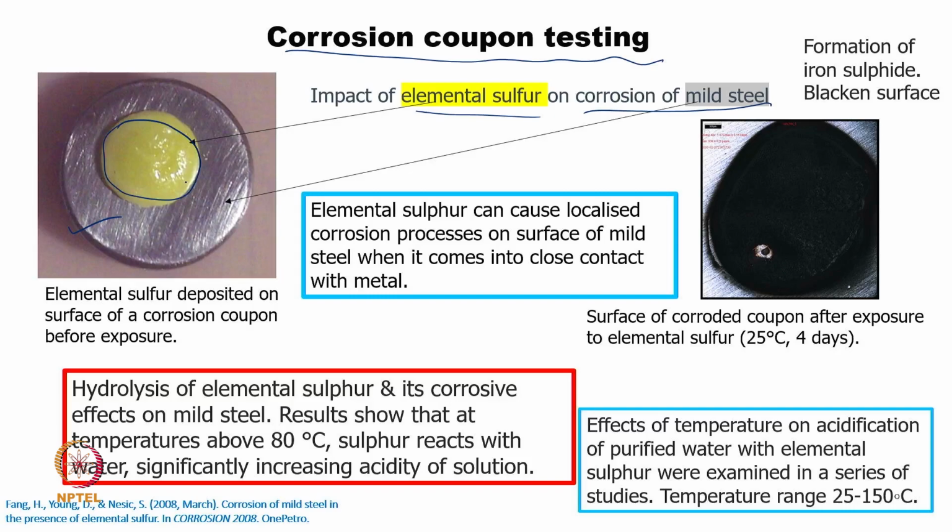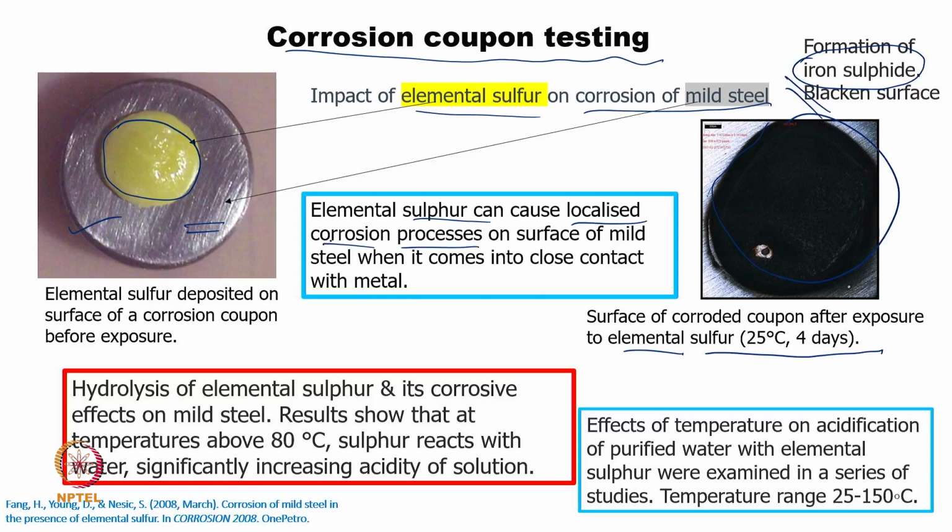Now, if you keep this unit for almost 4 days, even at room temperature, they found that a lot of iron sulfide forms on the surface, and instead of the original surface and color, everything becomes black on top, because of the iron sulfide. So, if elemental sulfur is exposed to mild steel, naturally it will corrode the mild steel and make iron sulfide, which is black in color, and if you leave it for more and more days, the layer will become thicker and thicker. That is why we say that elemental sulfur can cause a localized corrosion process.